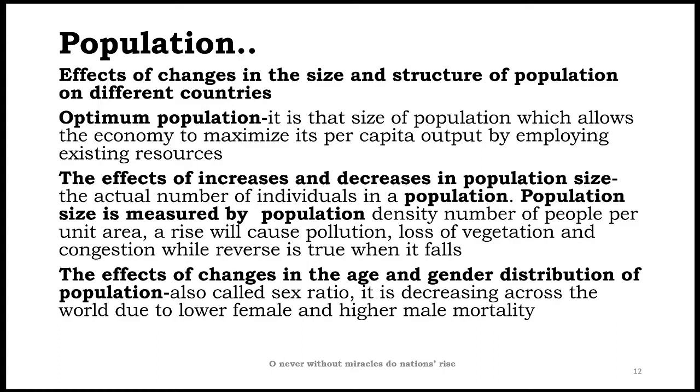Then, the effects of changes in the age and gender distribution of population. It is also called sex ratio. Over the decades, the sex ratio is falling, meaning the number of males to a given number of females is falling. It is decreasing across the world due to lower female and higher male mortality. So now with this, we are able to find how the gender distribution is changing. So this allows us to understand how the population is affecting the size and the structure of population.